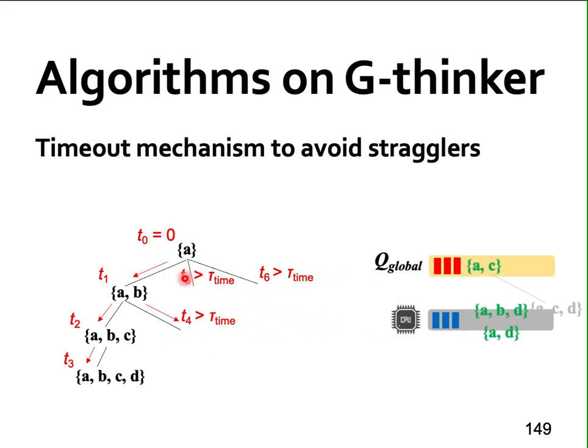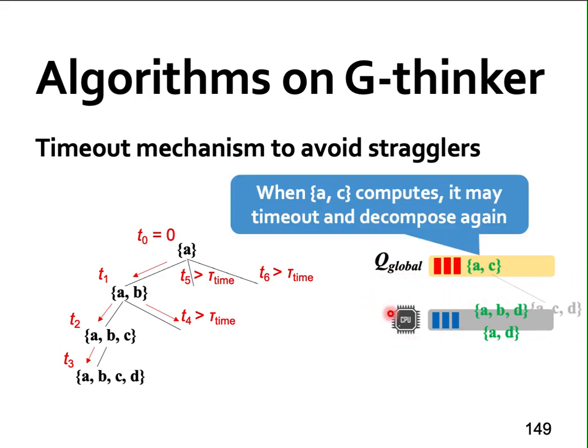Based on whether a task has a big workload or not, which can be judged by the size of its vertex candidate set, each decomposed task will be added either to the global task queue or the local task queue of the current mining thread. The decomposed tasks may time out again for further decomposition in their future computation. The straggler tasks will not be the bottleneck by using this timeout mechanism.